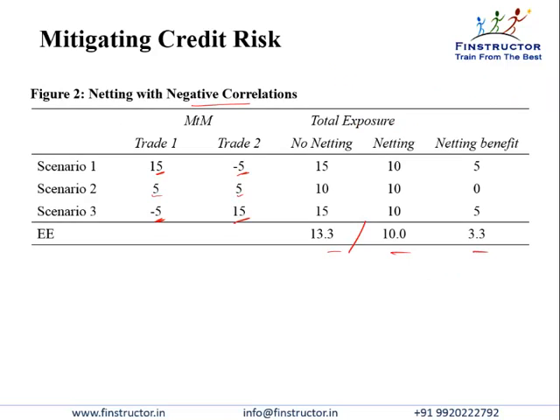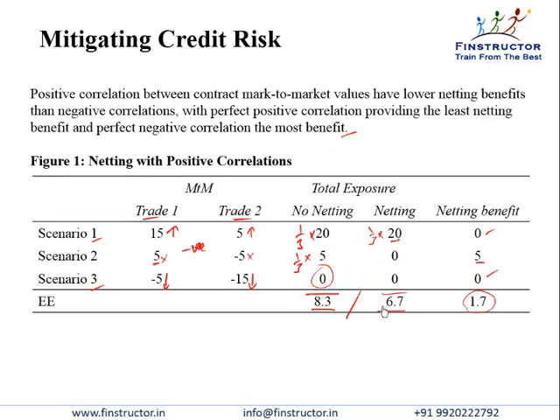So in the examples we studied, we can derive the netting factor as the positive exposure with netting divided by the positive exposure with no netting, that is 10 upon 13.3, and similarly 6.7 with netting divided by 8.3 without any netting would be the netting factor.